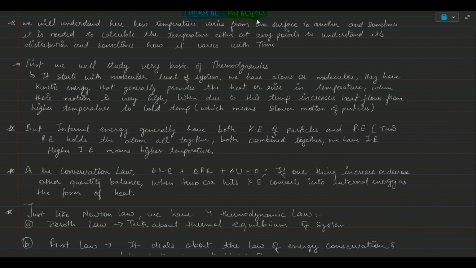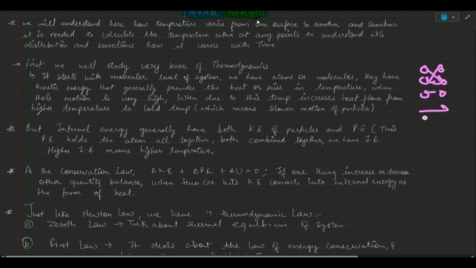So what do we start with? If we go to the molecular level of a system, then we have atoms or molecules. What exactly do these atoms and molecules do? They simply move from one place to another. Because of this movement, there is an increase in the temperature, or the heat increases once the motion of these particles increases. That's where we say there is a sudden rise in temperature. Why is it happening?